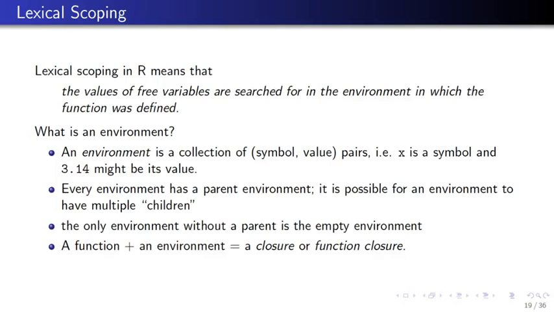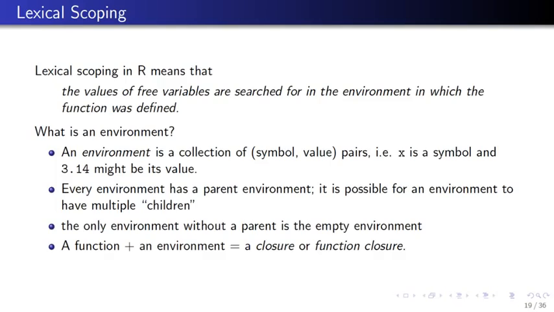So x is a symbol and 3.14 might be its value. Every symbol has a value bound to it, and you can think of everything in R as being pairs of symbols and values. Another symbol might be y, and its value is a data frame, for example. Every environment, which is a collection of these symbol value pairs, has a parent environment. It's kind of like the environment that sits on top of it, that it inherits from. It's possible for an environment to have multiple children, so there might be one parent environment and many children environments. There's only one environment without a parent, and that's the empty environment.